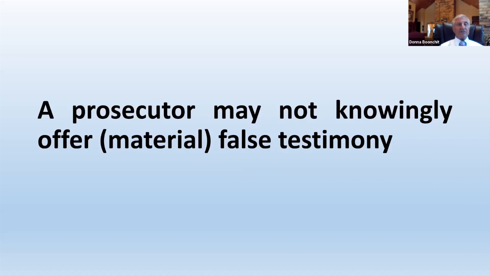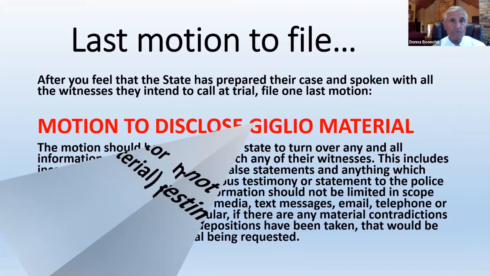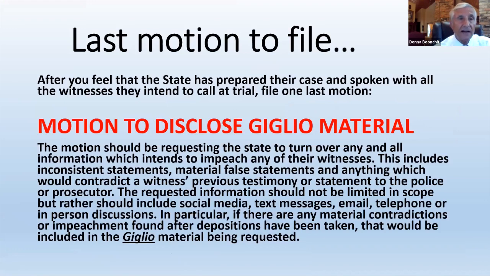Well, there are cases involving Giglio that may not quite be as dramatic as that because they might be something that's found out actually during the trial based upon something a witness says on cross-examination that they didn't tell the prosecutor when they were being prepared as a witness. So let's go ahead and talk about the different areas. The last motion to file, after you feel the state has prepared their case and spoken with all the witnesses they intend to call at trial, file one last motion, a motion to disclose Giglio material.